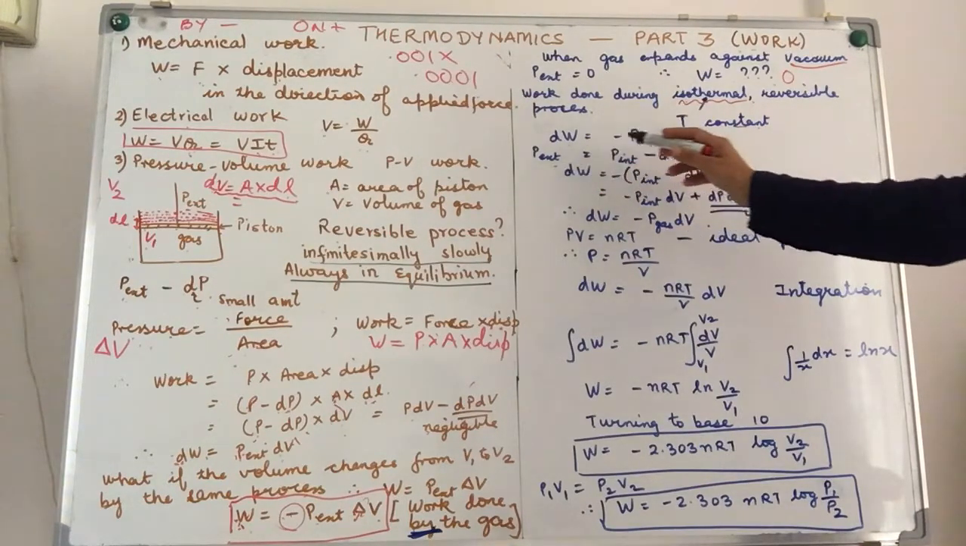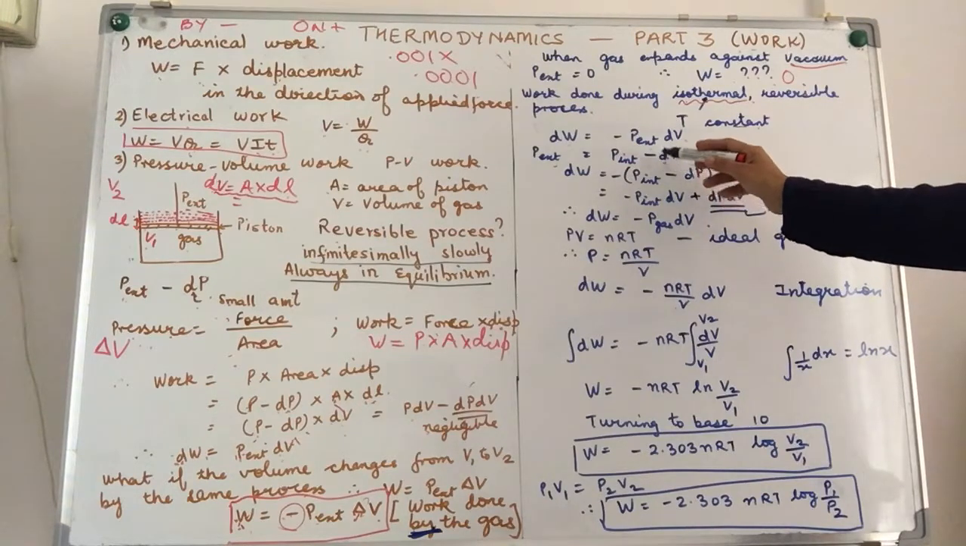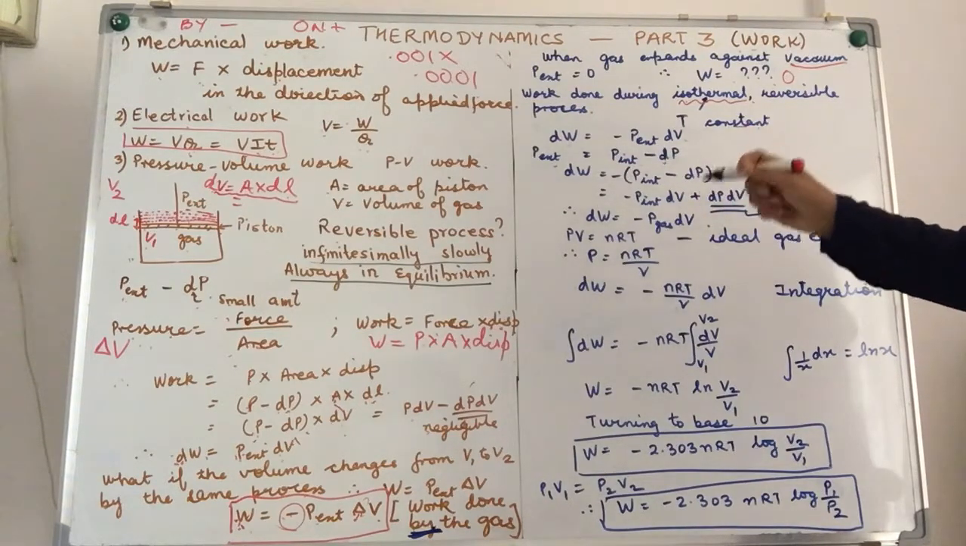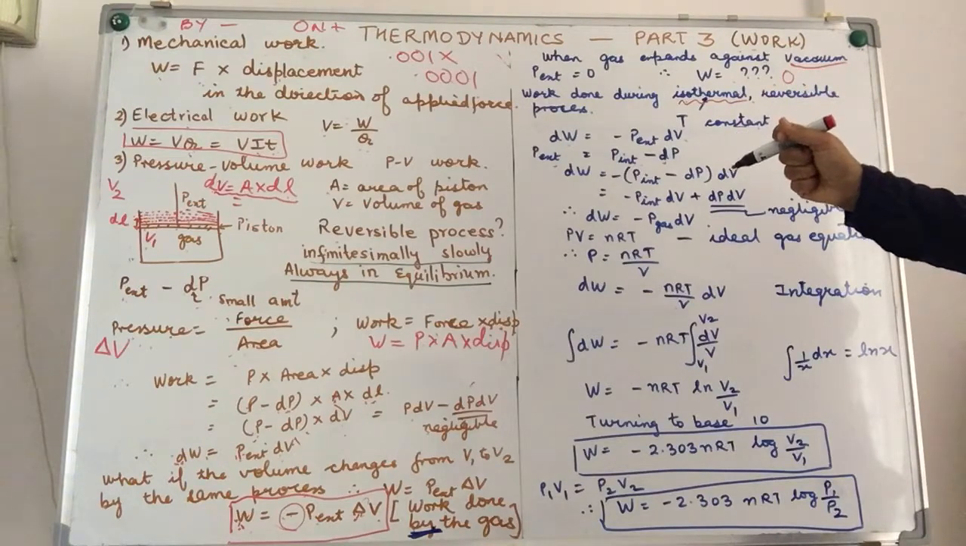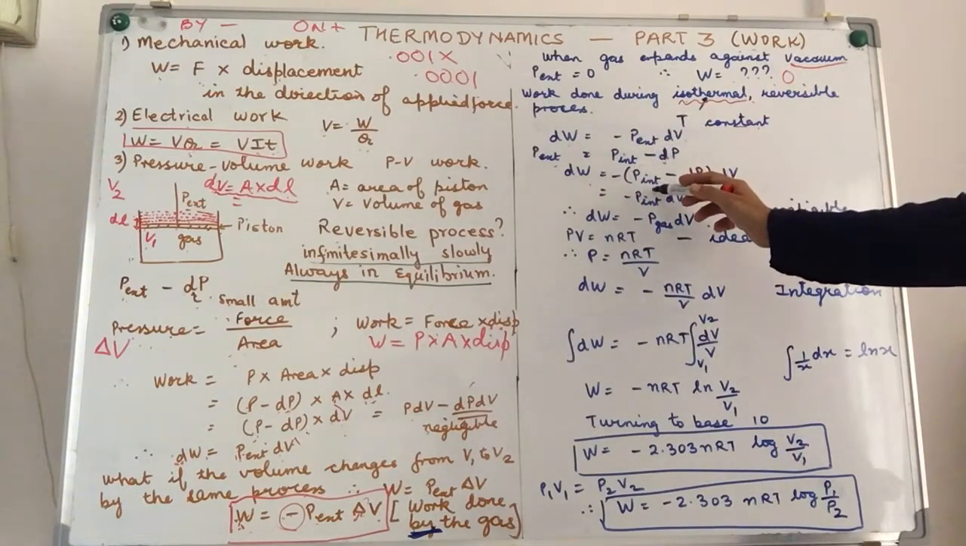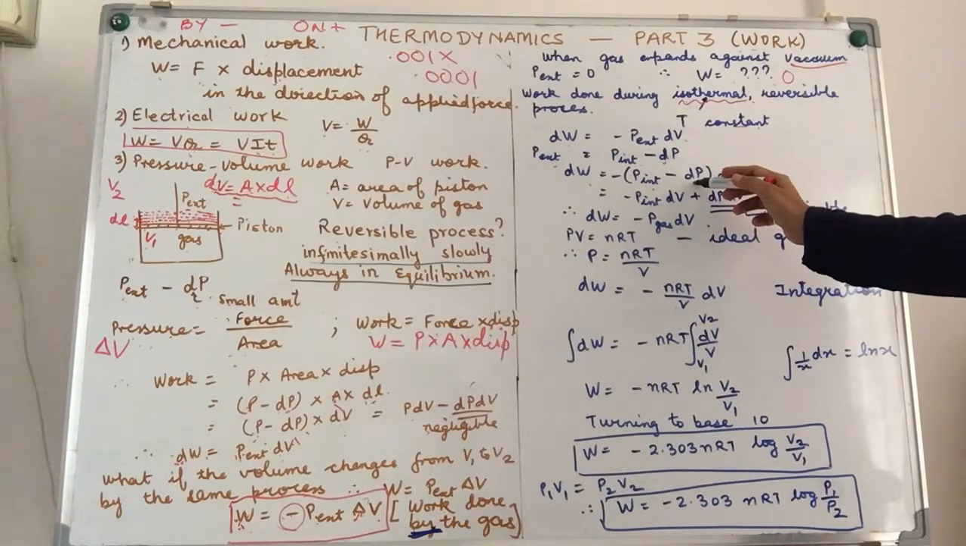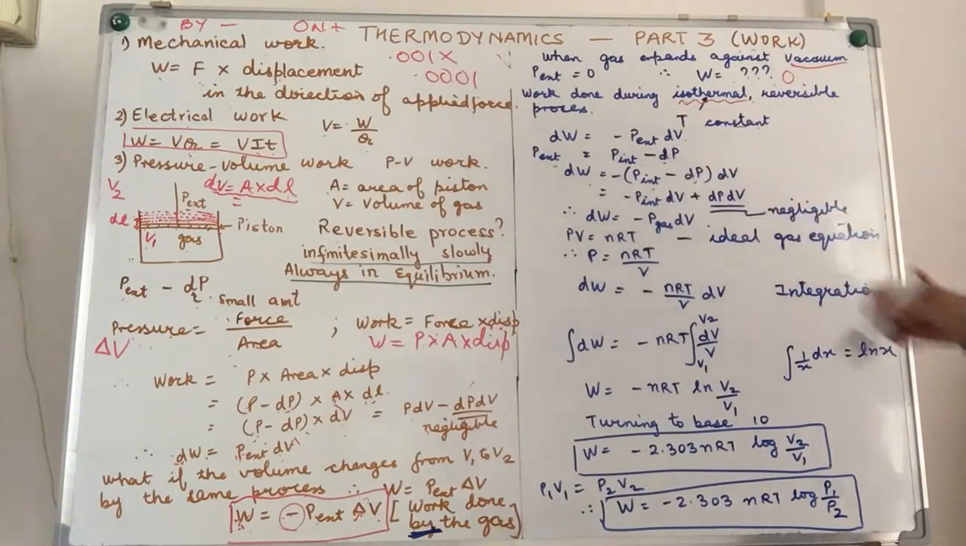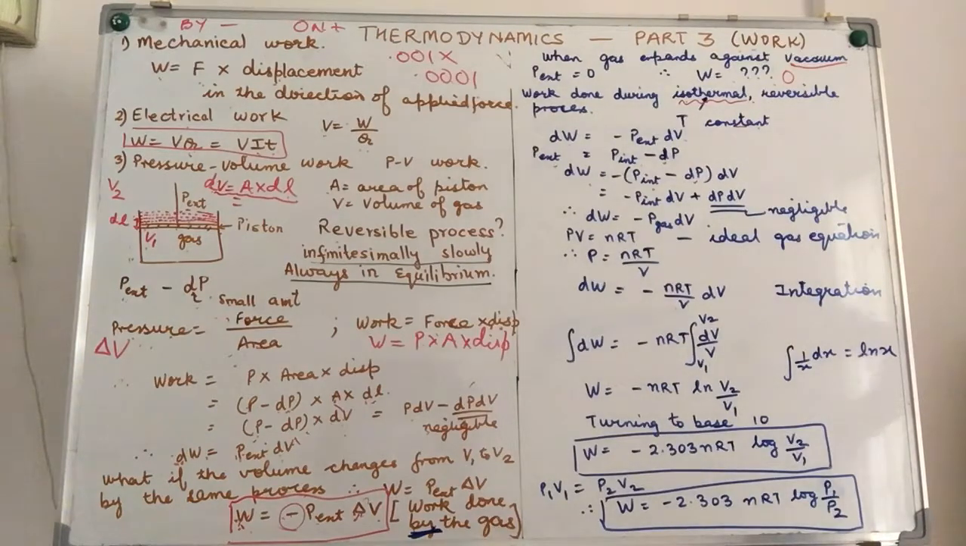Your external pressure is slightly lower than the internal pressure after you have moved the piston up. So, dW can be written as minus the internal pressure of the gas minus dP, into dV. What is the point of talking about internal pressure over here? Simply because it is easier to measure the pressure of a gas rather than the external pressure, the pressure of the surroundings. Because for the pressure of the surroundings, there are various factors.